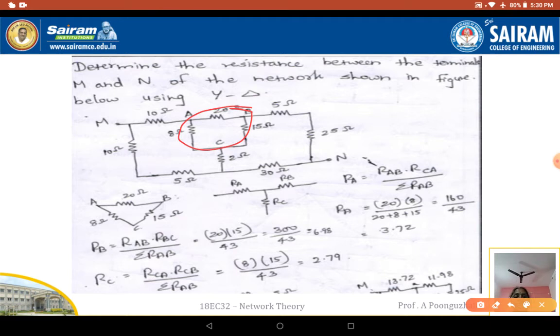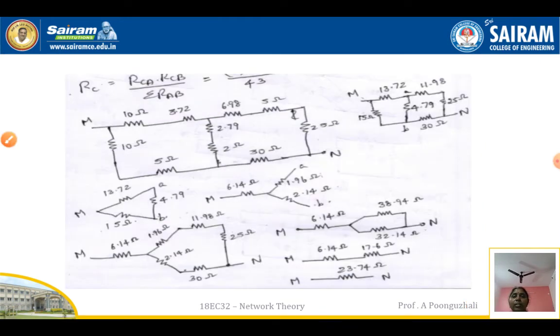So if I redraw the circuit, how is the circuit going to be simplified? You are going to have your 10 ohms. This is your star network. And now I am going to have these two resistances in series, these two resistances in series, these three resistances in series there.